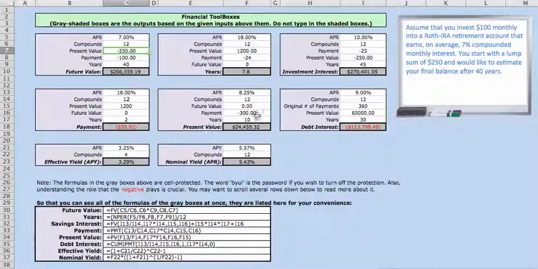Notice if I were to just simply change that to a positive 250 lump sum with a $100 monthly payment, we get the same amount. It's just that it's in reverse. It's going to be a negative, and so you have this issue of inflow and outflow to deal with when you're working with Microsoft Excel. Not a big deal if you remember that a negative is always outflow and a positive is inflow.